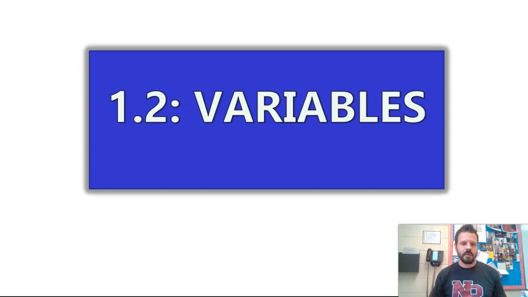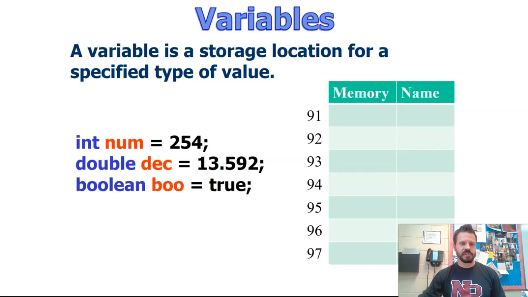Welcome back, everybody. We're continuing our chapter on the basics of Java. Today in 1.2, we're talking about variables. Let's rock and roll. All right, so first thing, what is a variable? I'm going to say that a variable is a storage location for a specified type of value.